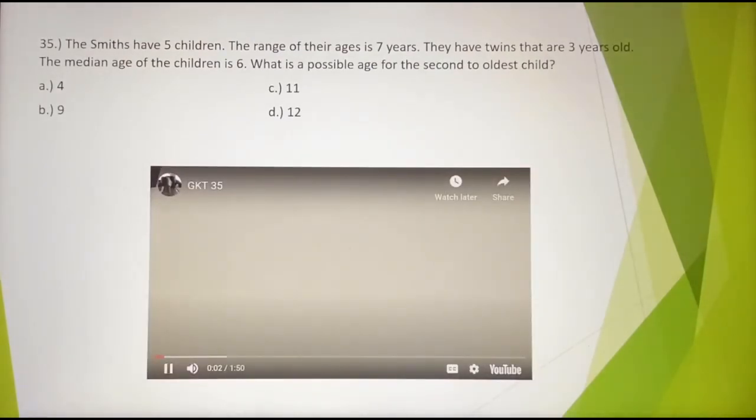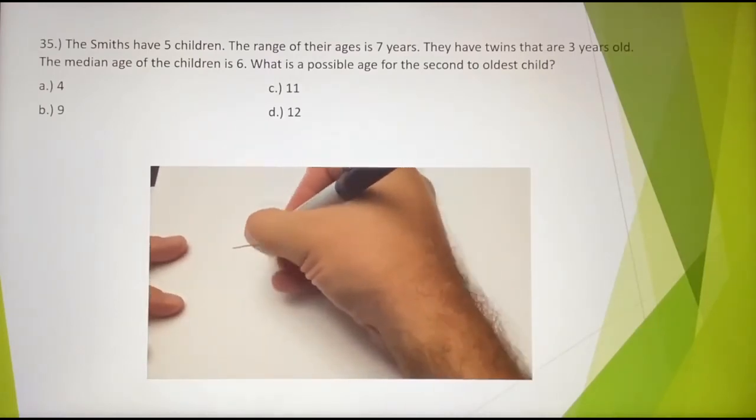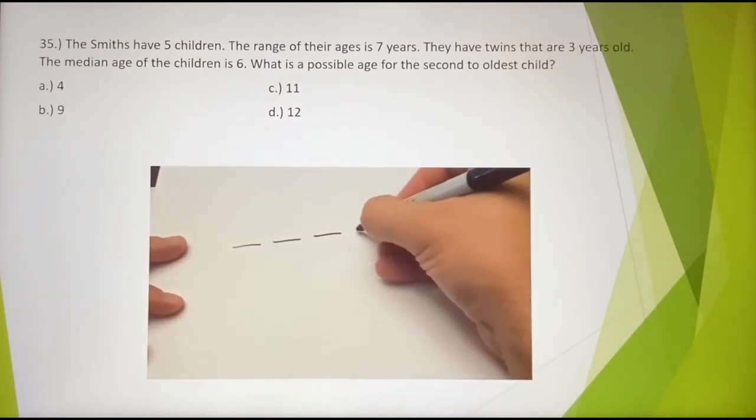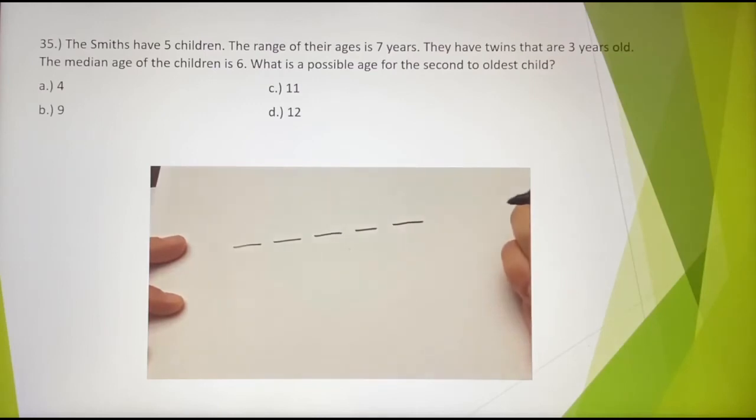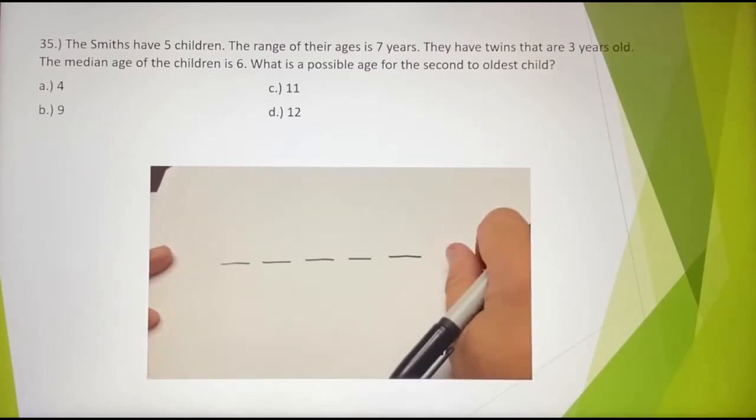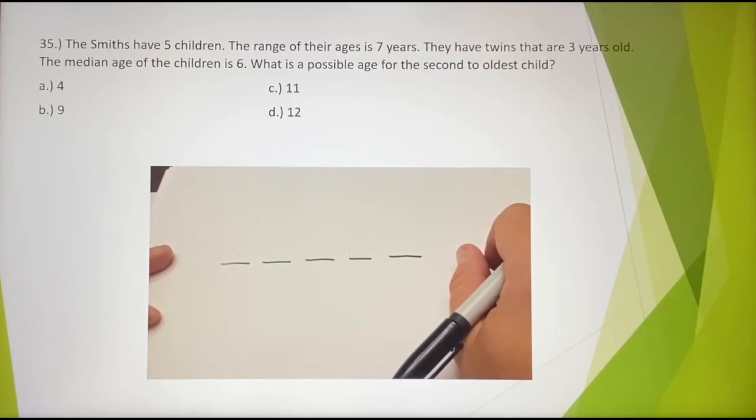Okay, the Smiths have 5 children. So what I'm gonna do is give myself 5 spaces to put those kids. The range of their ages is 7 years. Well, we can't really do anything with that right off the bat because we don't know any of their ages.